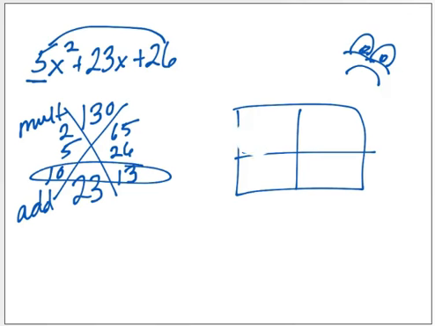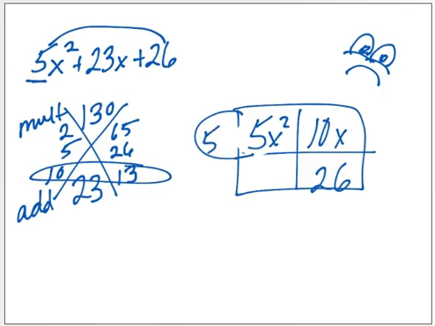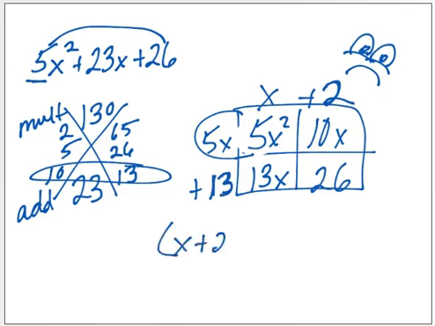I have to get the right numbers in there. 5x squared. I know this has to be 26. And I can put 10 and 13 anywhere I want. I'd kind of like to put 10x right there because that gives me a greatest common factor right off. 2. Alright, then 10x down here is 13x. So x times something is 13x. That's 13. And if I did it right, 2 times 13 is 26. So x plus 2 and 5x plus 13.